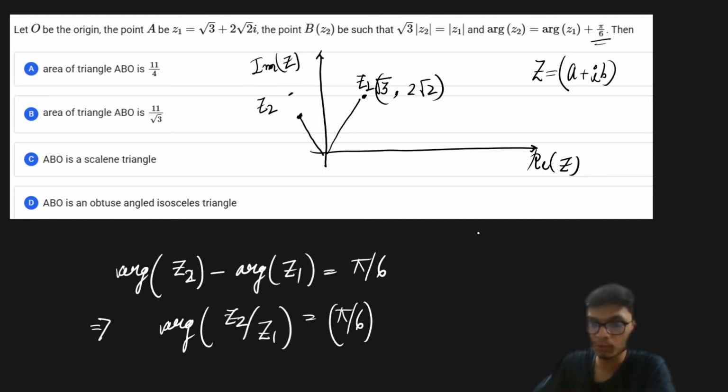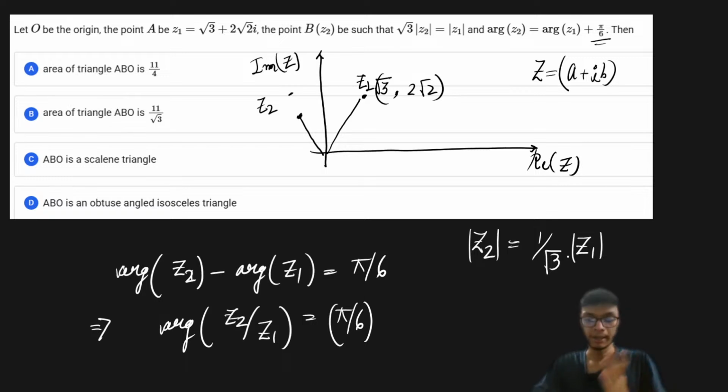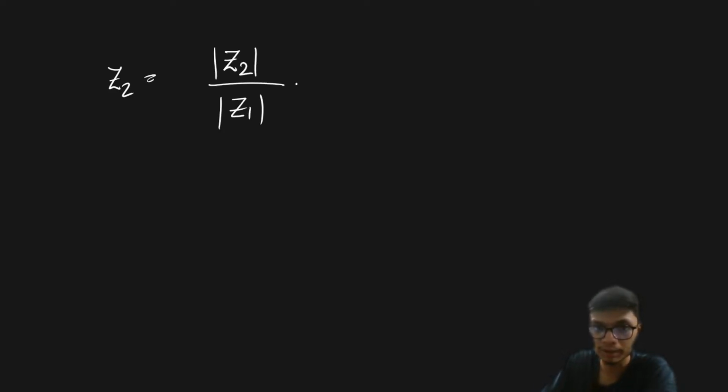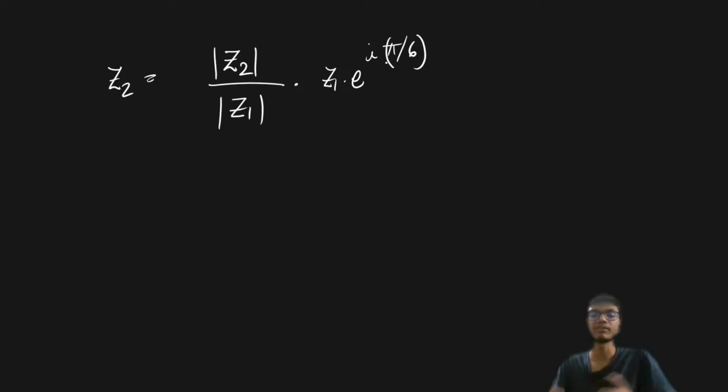Now one more thing mentioned in the problem is that the mod of z2 is equal to 1 upon square root 3 times the mod of z1. That is what is mentioned in the problem, right? Now I'm just simply going to use the rotation theorem, and I can write z2 as mod z2 divided by mod z1 multiplied with z1 e to the power iota pi by 6, because the angle between z1 and z2 is given as pi by 6, right?